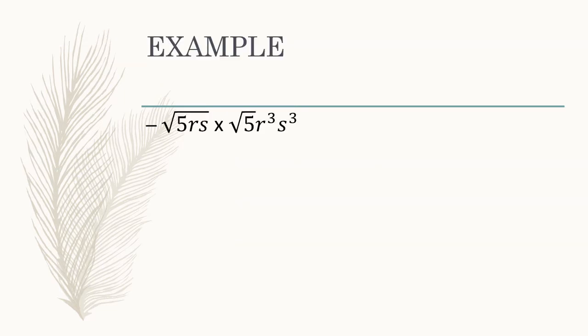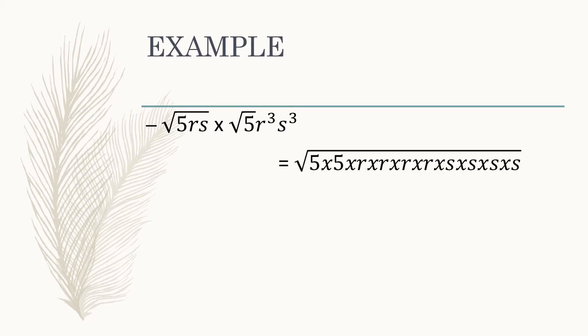Now, assuming we are given, find the square root of 5rs times 5r cubed times s cubed. We are now going to split it by writing it long. 5 times 5, and the 4 r's must be there: r times r times r times r. s times s times s times s.